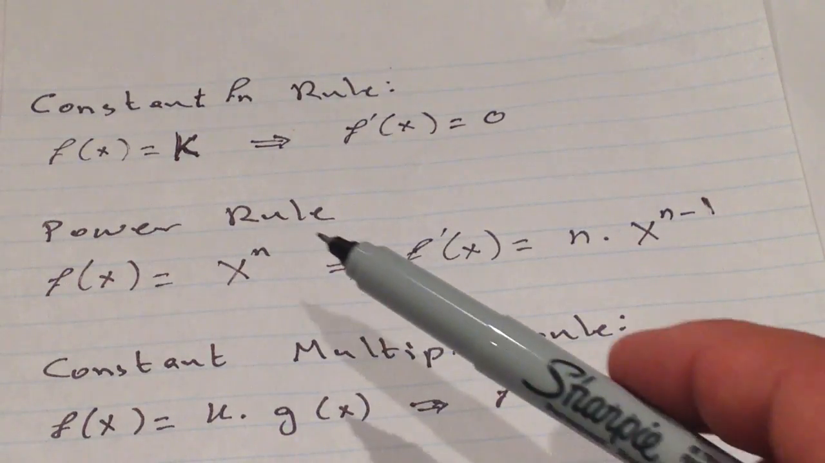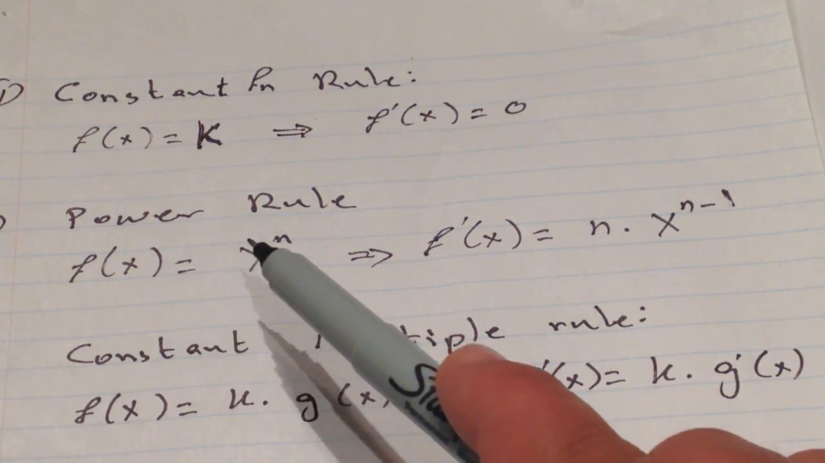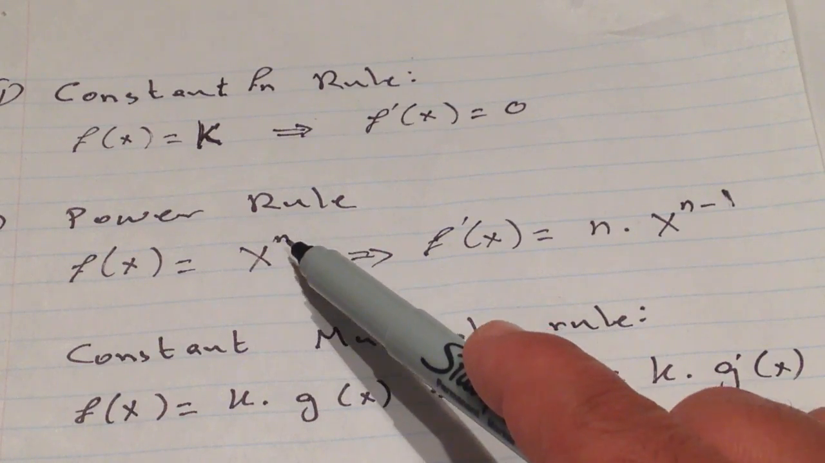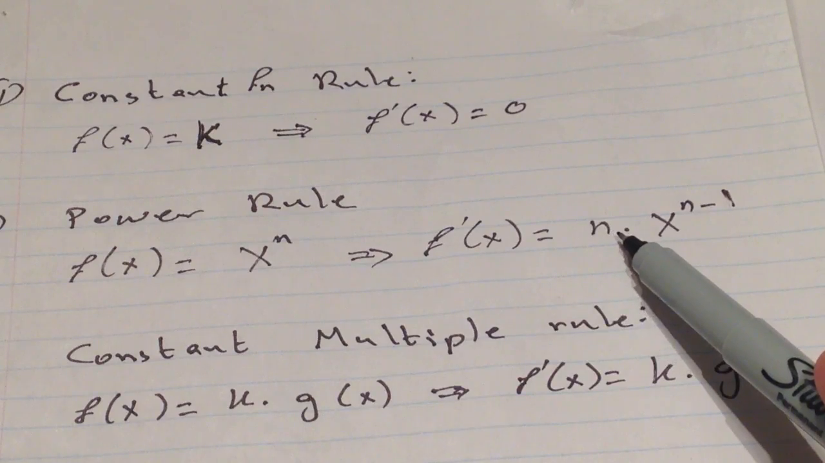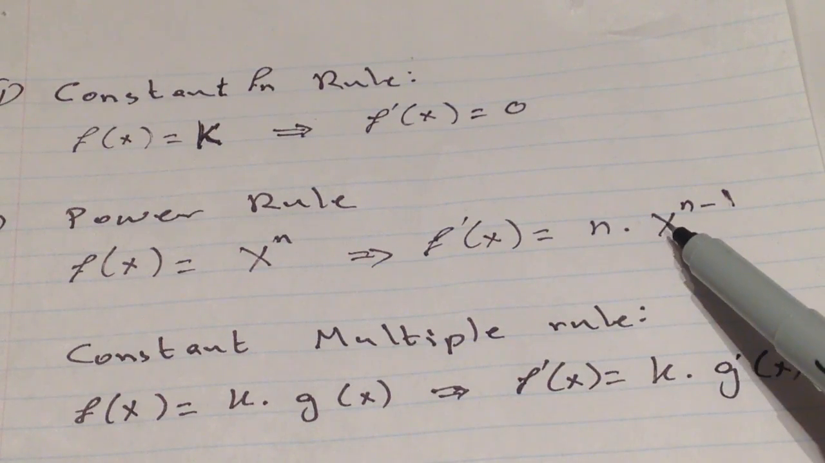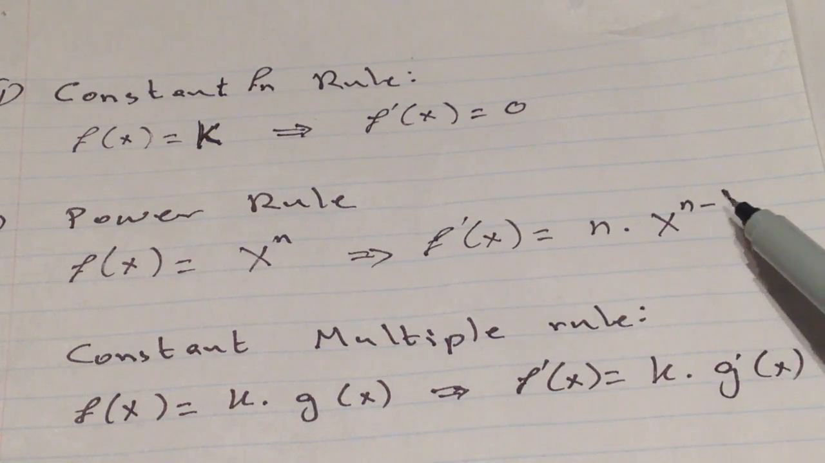Power rule: if we have a function that is equal to x with a power n, the derivative of that function is equal to n multiplied by x, and the power will be n minus 1.